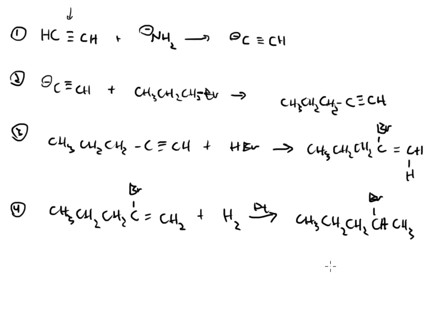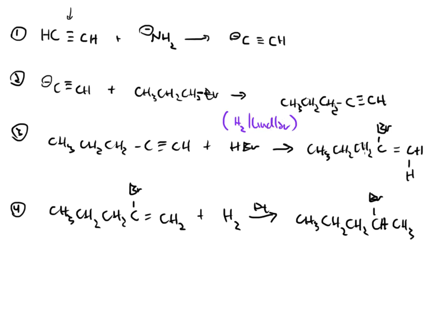Now, is this the only way that you could have made it? No, it's not. Some of you would have gone back up here to step number 3, and you might have wanted to destroy the triple bond down to a double first. And in this step, you could have added H2 Lindlar.